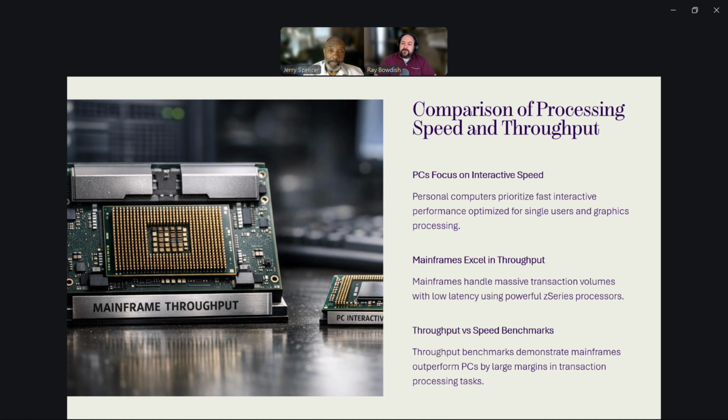And so, when you think about throughput and speed, PCs do have benchmarks, and a lot of times we'll look at those benchmarks, but that is, again, just a very small number when you look at the millions of things happening on a mainframe at the same time. It's a comparison, but at the same time, you can't put one of these into your house.